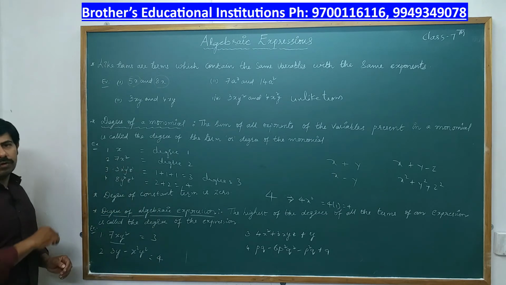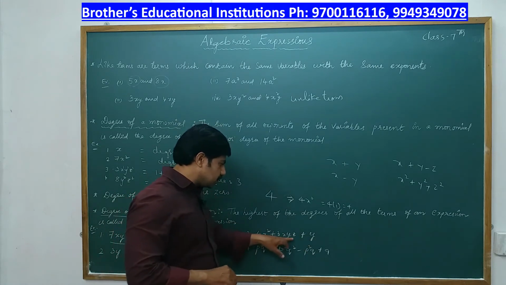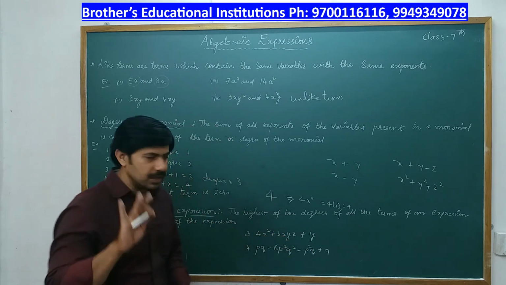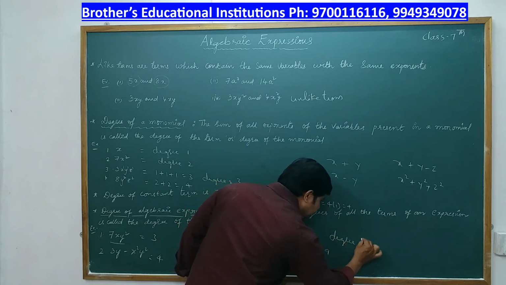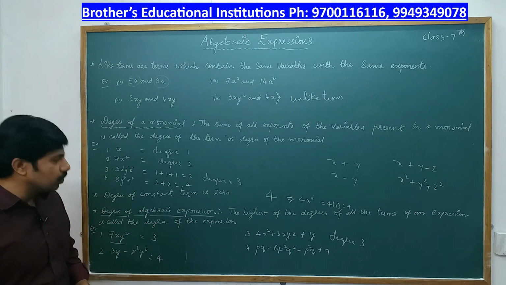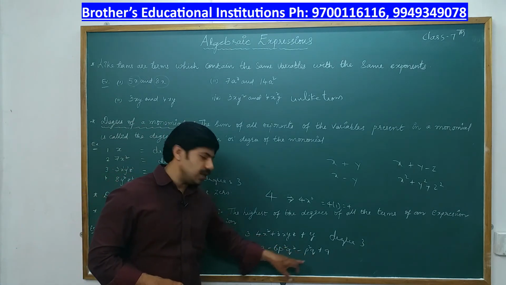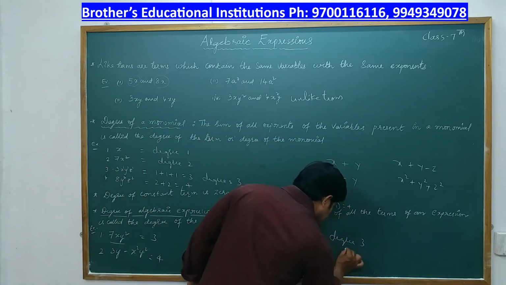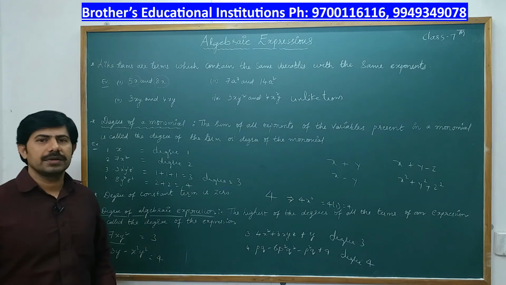binomial is 4. Now the next one, x square plus 3xyz plus y square. The highest power we can get here is 3, the power of x, power of y, power of z. If you add you will get 3. So the highest power is 3, and we say the degree of this expression, or this trinomial, is 3. Now in the fourth one, just see the powers. 2 plus 2 is 4, 2 plus 1 is 3, 1 plus 1 is 2. So the highest power is clearly 4, so the degree of this expression is 4. Okay, so this is completed.